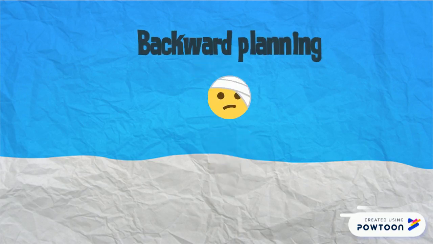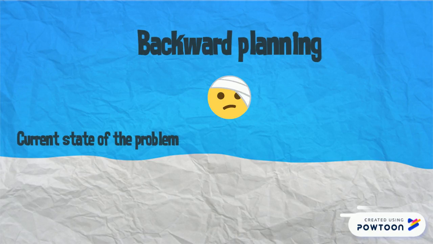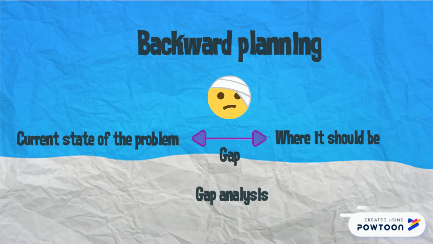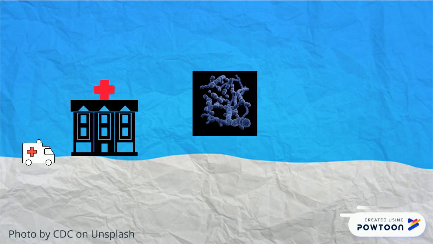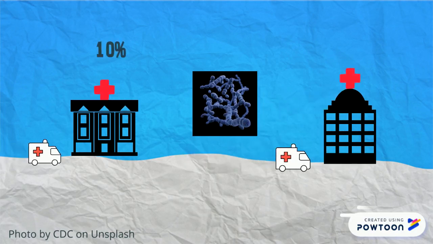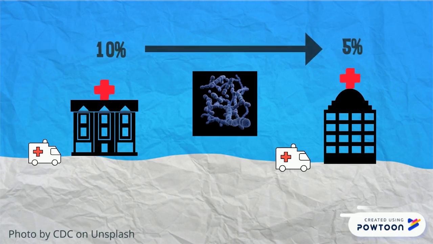Starting with a patient problem, we define what the current status of the problem is and where it should be. The difference between what is and what should be is called a gap, and this analysis is referred to as a gap analysis. For example, post-operative infection rates after trauma surgery at a hospital is 10%. The national average is 5%, and this is what the hospital would like to aim for.